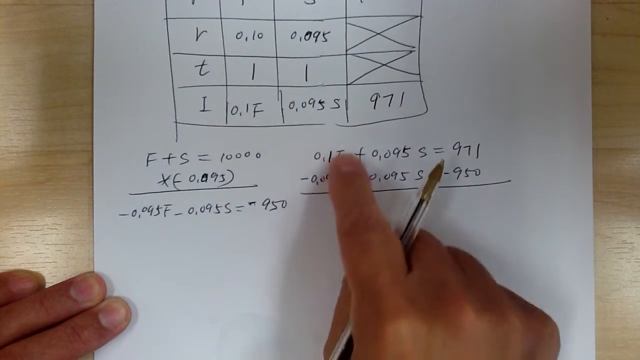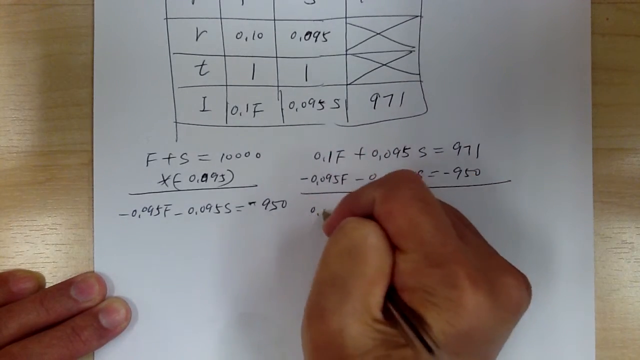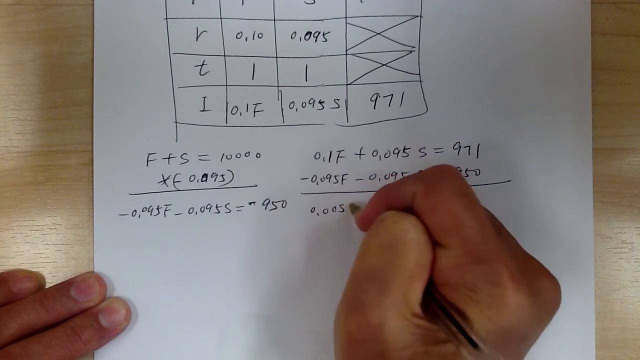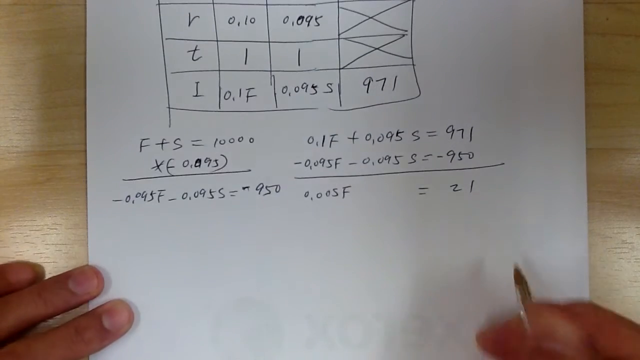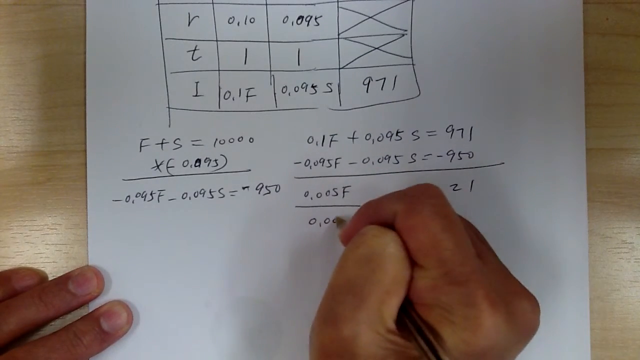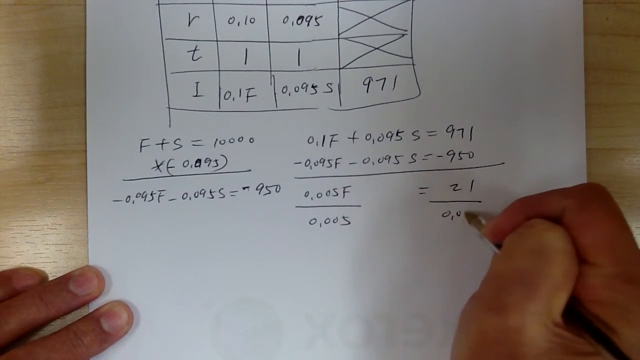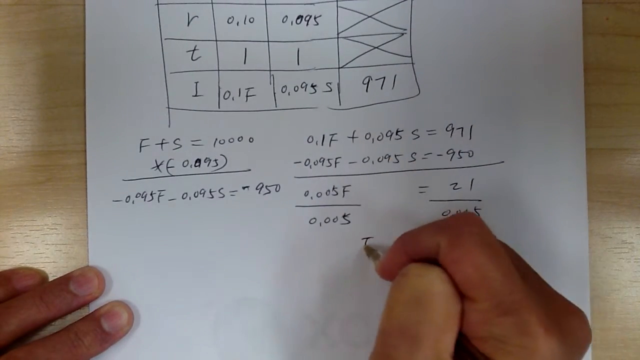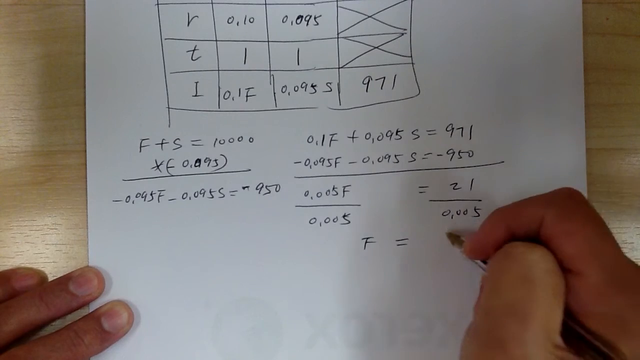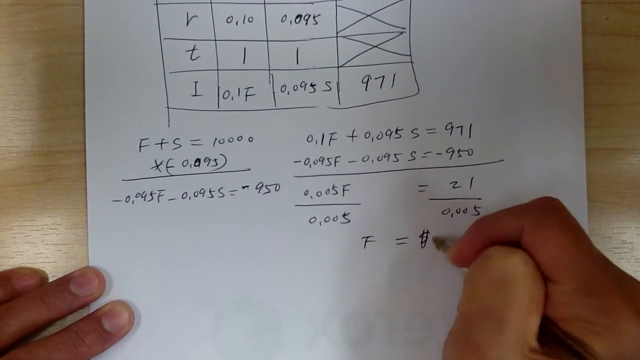And you can use your calculator for this. So you're going to get 0.005F equal to 21. Then you divide by 0.005 to cancel it out, and you're going to get F equal to 4,200.